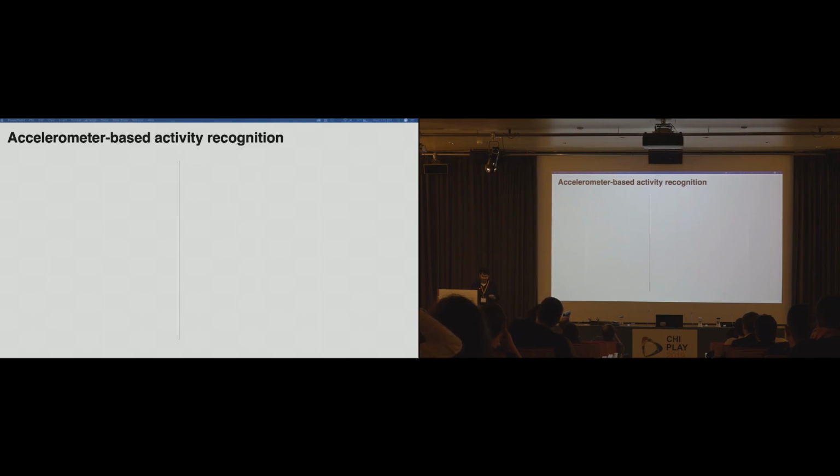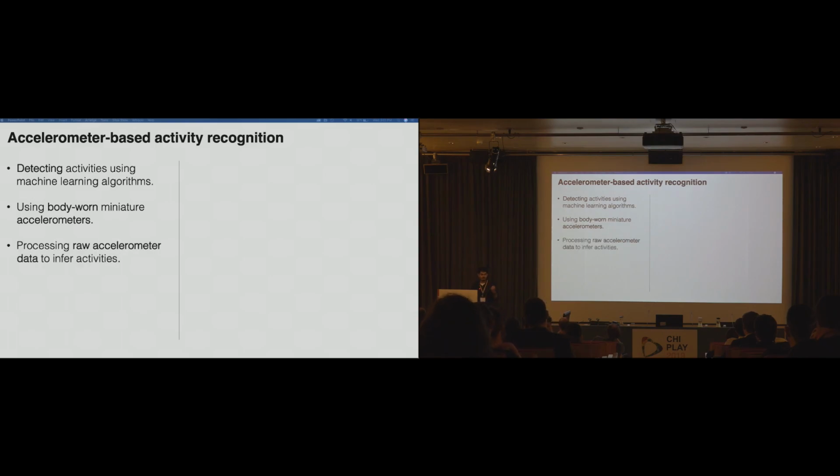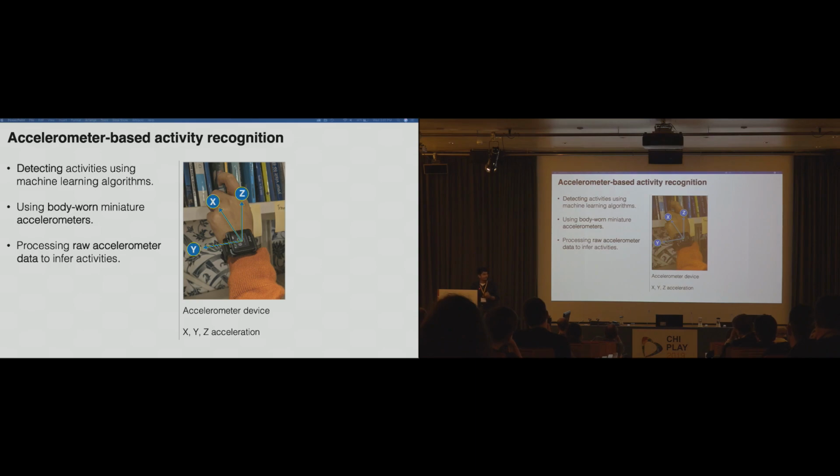Accelerometer-based activity recognition is basically detecting activities using machine learning algorithms. Most of the time, they use body-worn miniature accelerometers like the one on my wrist, and they process raw accelerometer data from these devices to infer activities. So these devices can be worn on wrist, ankle, hip, or thigh, or any other part of the body, and they measure acceleration, which is the rate of change of velocity, along x, y, and z axis.